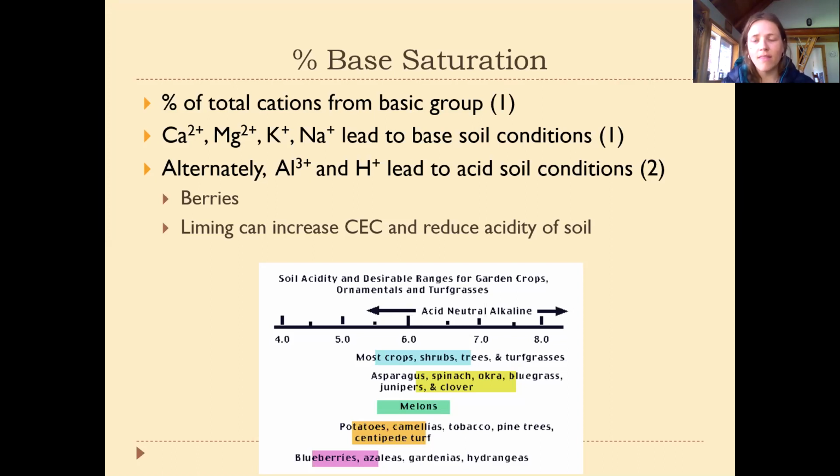And one thing that you can do to change your pH and then your base saturation and also your cation exchange capacity in the soil would be adding lime, agricultural lime, and that can actually increase your cation exchange capacity and reduce the acidity of your soil. So make your soil less acid or more basic. And again, we're going to talk more about soil pH next week. Okay, that's all I have for this topic.